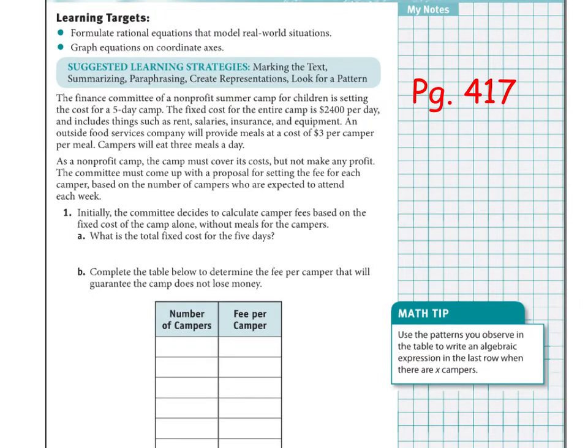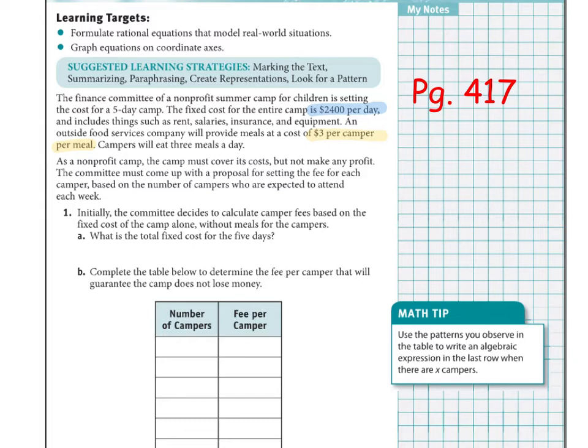Okay, so the fixed cost for the entire camp is $2,400 per day, and that's going to include things such as rent. We have salaries, we have insurance and equipment. Okay, so an outside food service company will provide meals at a cost of $3 per camper. We're actually going to hold off on that for a minute, but we'll use that later on. And the campers will eat 3 meals per day.